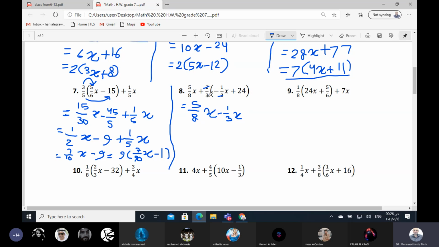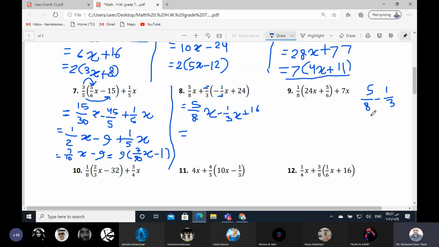Then 2 over 3 multiplied by 24. And 24 divided by 3 will be 8. 8 times 2 will be 16. So we can write here plus 16. Then add the like terms. Here we have 5 over 8x and minus 1 over 3x. Take the alike fractions. We have here 5 over 8 minus 1 over 3.